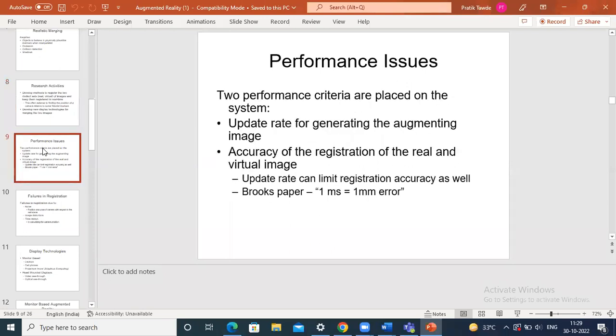Performance issues. Two performance criteria are placed on the system: update rate for generating the augmenting image, and accuracy of the registration of the real and virtual image. Also, you have to update the rate and it can limit the registration accuracy, as in the Brooks paper. So basically, when I talk about 1 millisecond, it is basically 1 millimeter error.